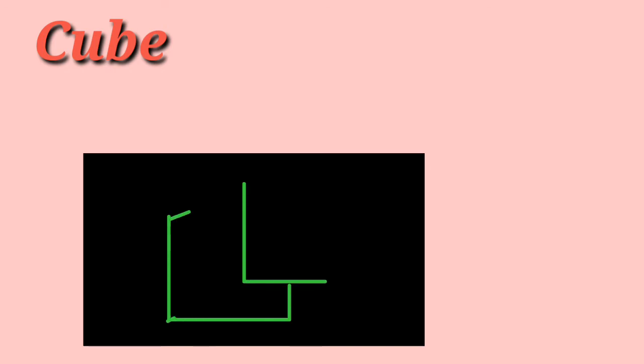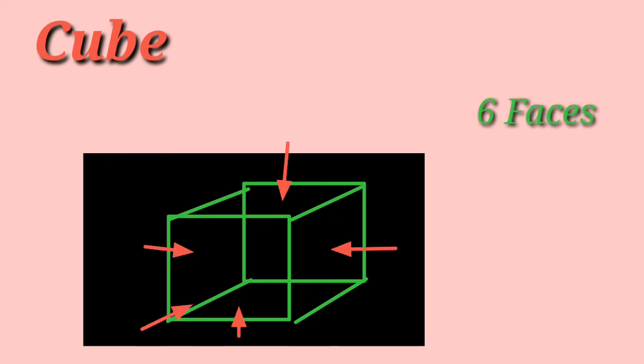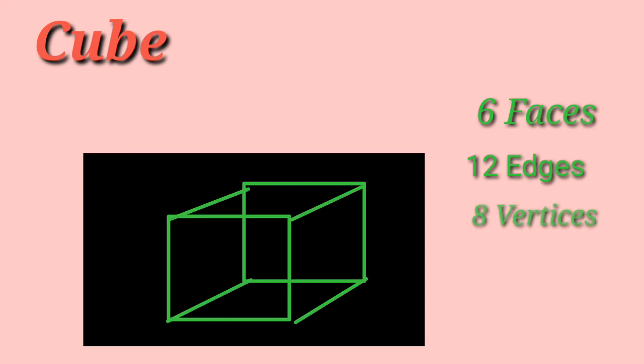Next solid is cube. A cube is a special type of cuboid in which all the faces are square and all the edges are equal. A cube has 6 faces, 12 edges and 8 vertices.